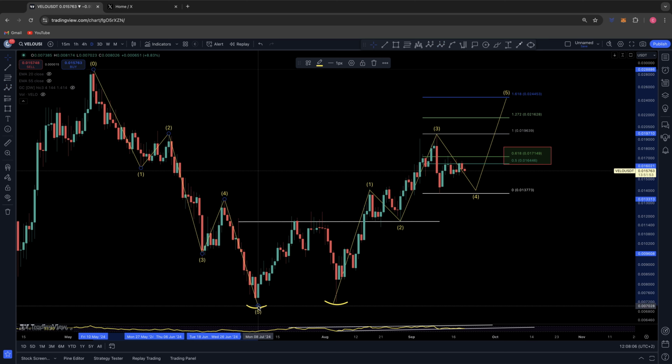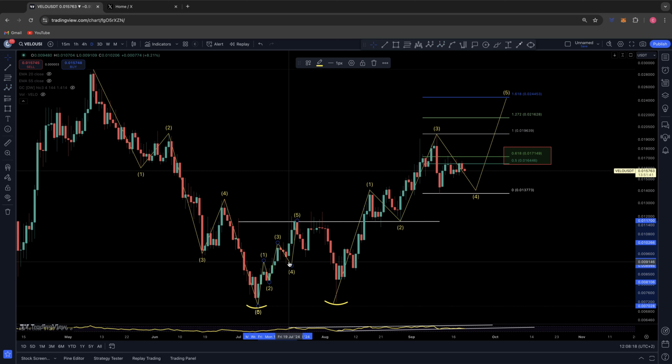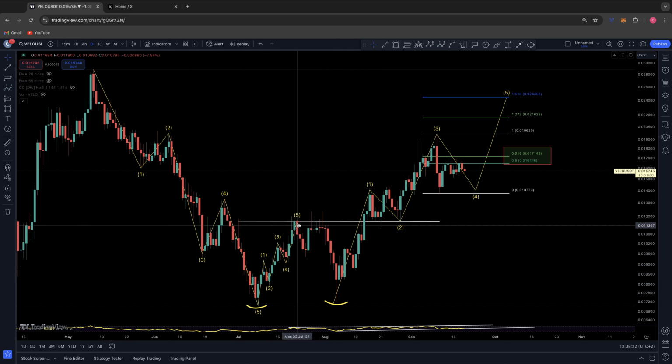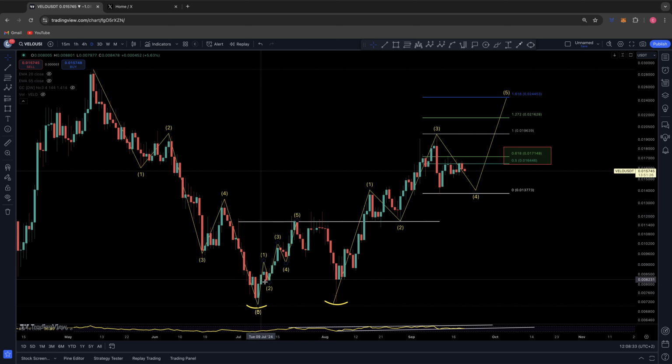Now at this point, from this 5-wave correction, we had an impulsive 5-wave move up into resistance. So this was our 5-wave impulsive. We had a 1, we had a 2, we had a 3, we had a 4, and we had a 5 wave move up to our previous resistance point, which is now a key level of support at 0.011.